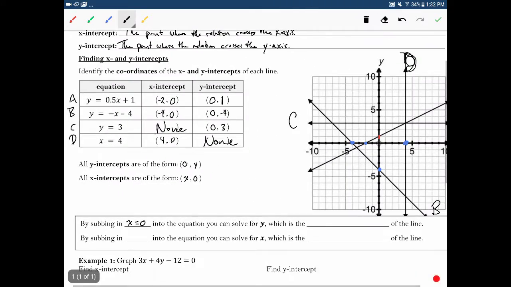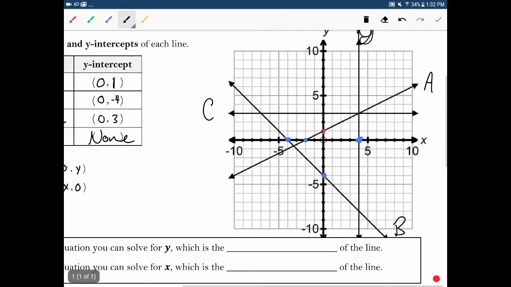So what I've done is I've gone through and said, for line A, what are my x and y intercepts? I'm going to use a different color so that you can see what I'm doing. That's where it crosses the x-axis, so that's my x-intercept. I've got it down as -2, 0. Where does it cross the y-axis? That would be at 0, 1. Oh, my goodness.